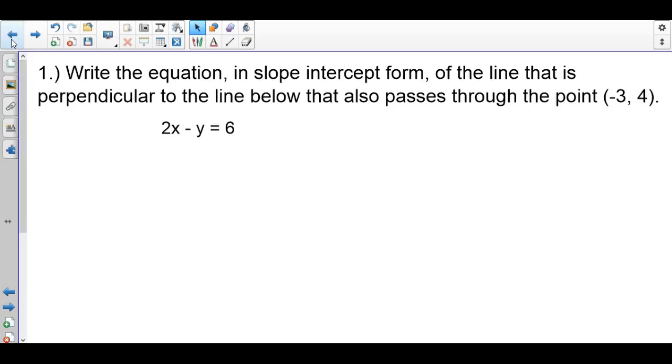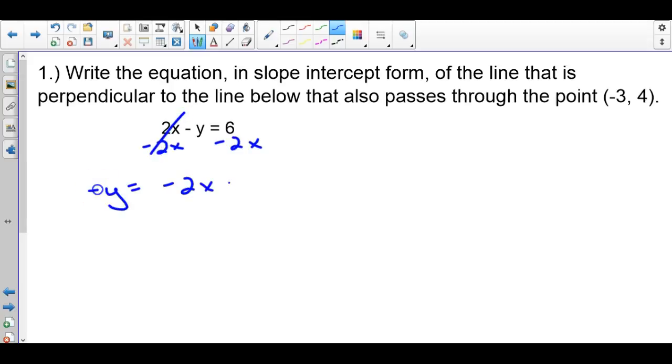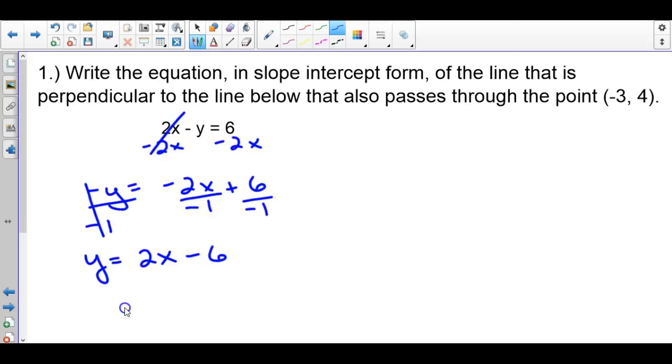So I'll start with writing the equation in slope-intercept form of a line that passes through the point -3, 4 and is also perpendicular to this line below. So what I want to do first is determine the slope of this line. I'm going to subtract 2x on both sides to basically try to isolate y. So I'm going to end up with this. And then what I want to do is divide everything by -1, and what that's going to do is get my y all by itself. So y equals, I have a negative over a negative, so this is positive 2x and then minus 6. So the only piece that I really need from this is that my slope is 2 over 1.